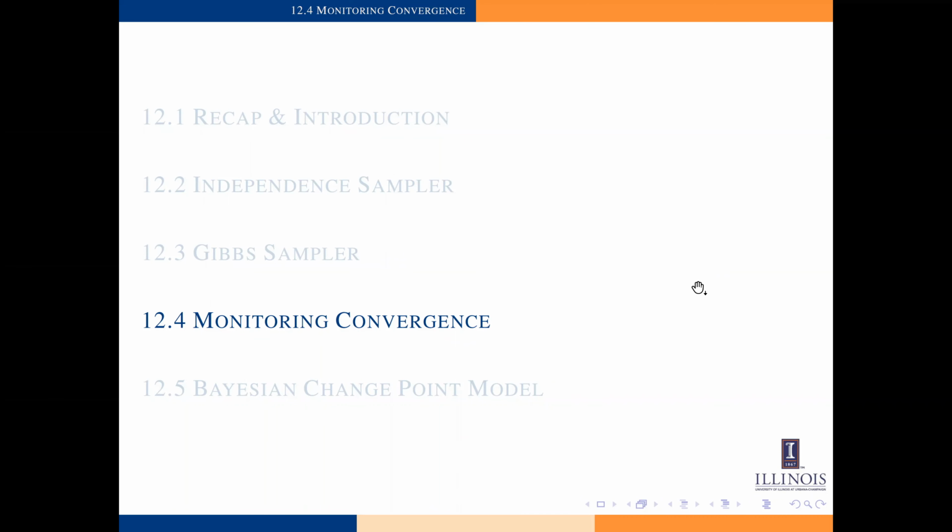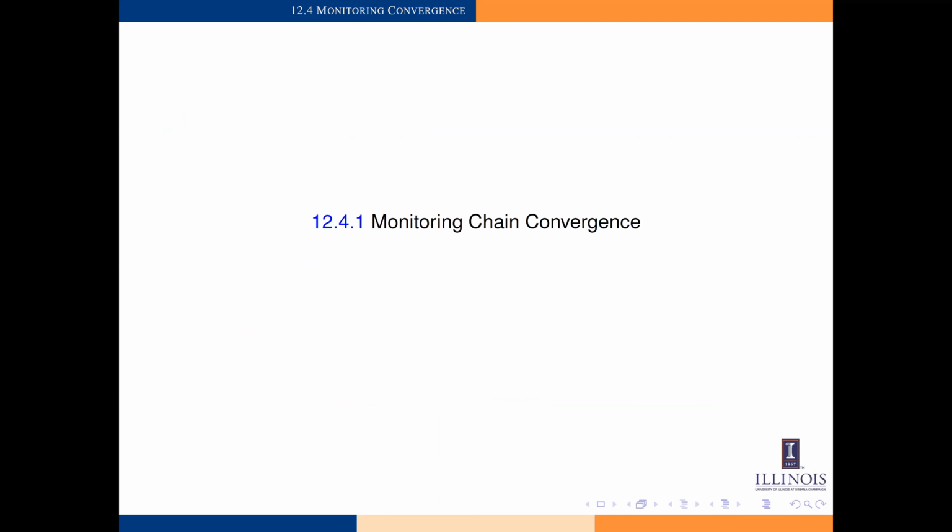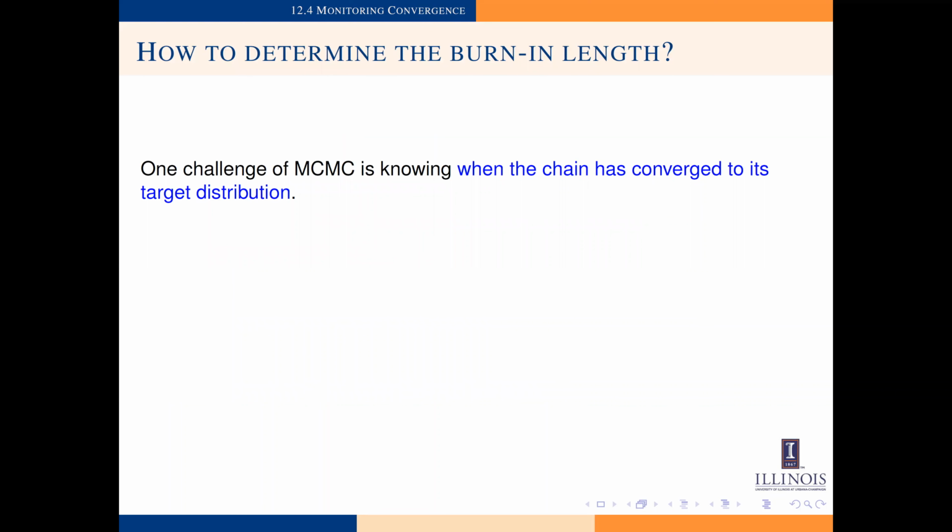We'll come back to Gibbs sampler later on when we see a Bayesian example. For now, let's talk about some methods for monitoring chain convergence in MCMC. One challenge of MCMC is knowing when the chain has converged to its stationary or target distribution. This will determine how long we should set the burn-in cycle to be.